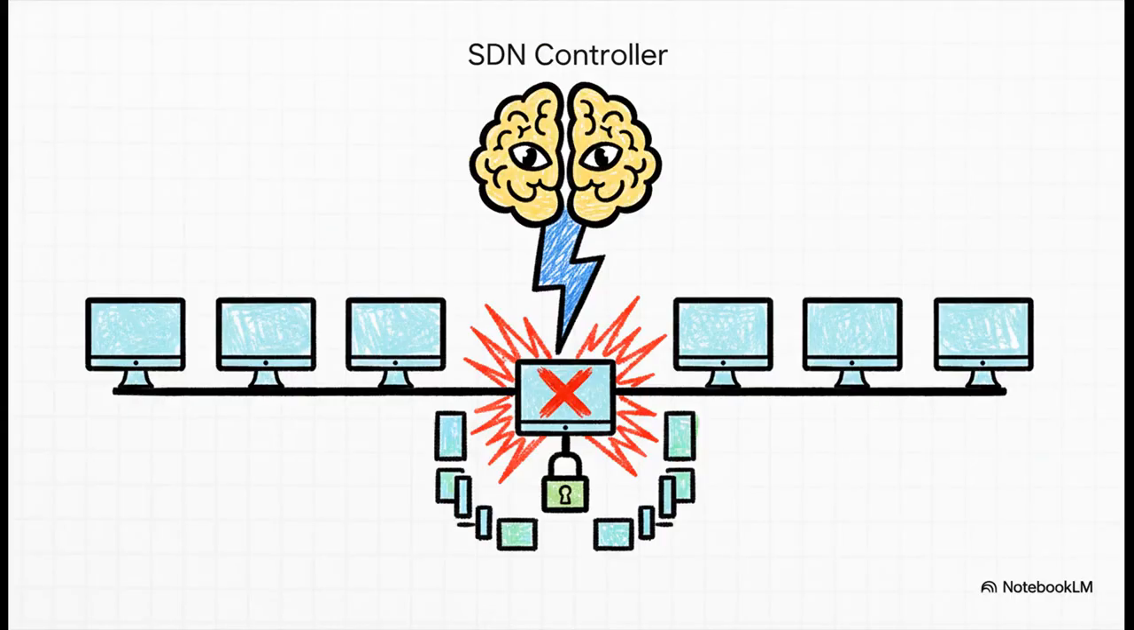Or what about security? This is a huge one. You can program a rule that says, if any device on my network starts acting weird, like it has a virus, instantly cut it off from everything else. That means the controller will tell all the switches to block that device's traffic in milliseconds, long before any human could even pick up the phone to report a problem.